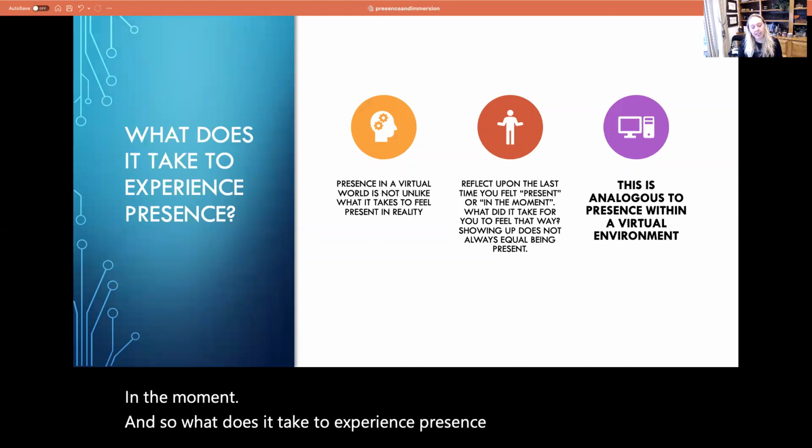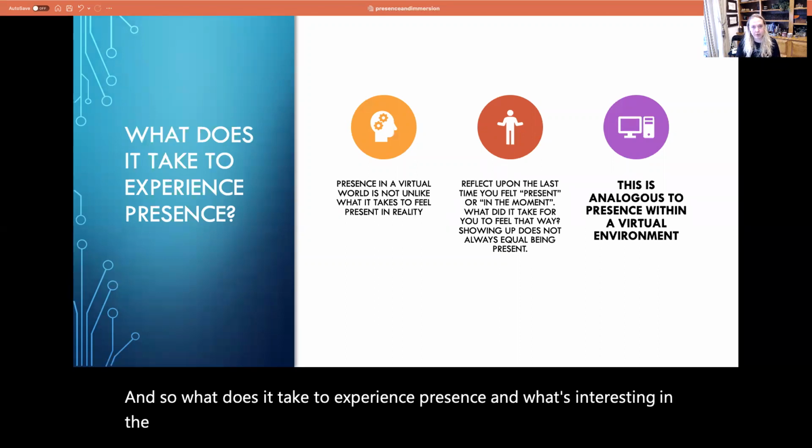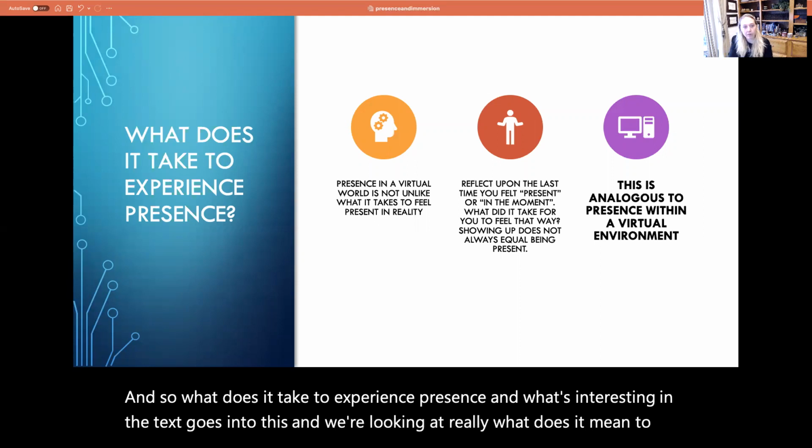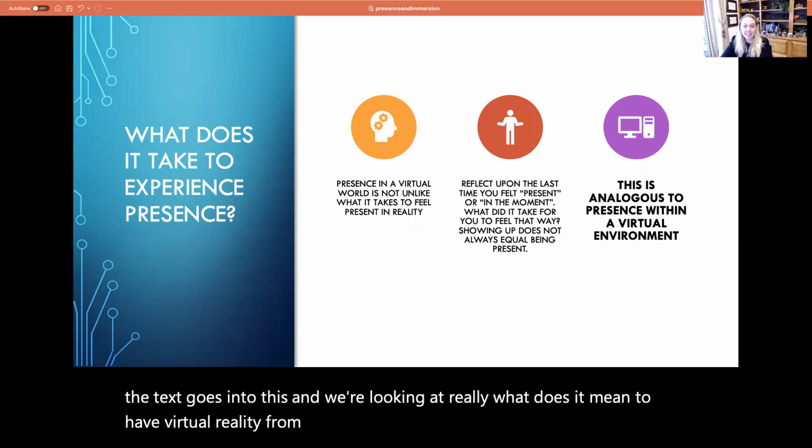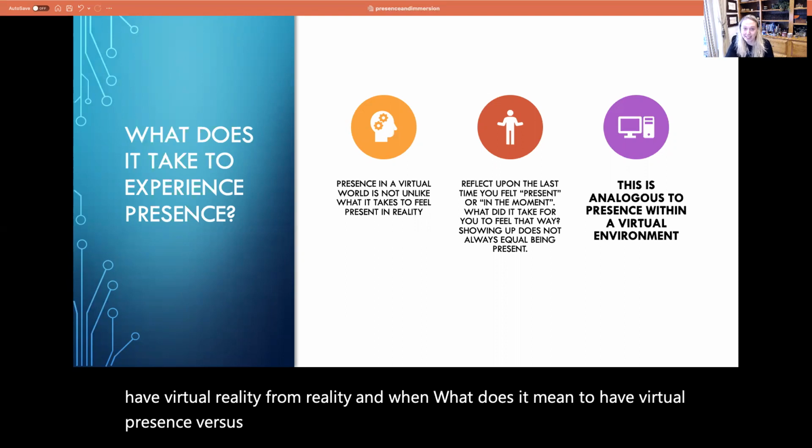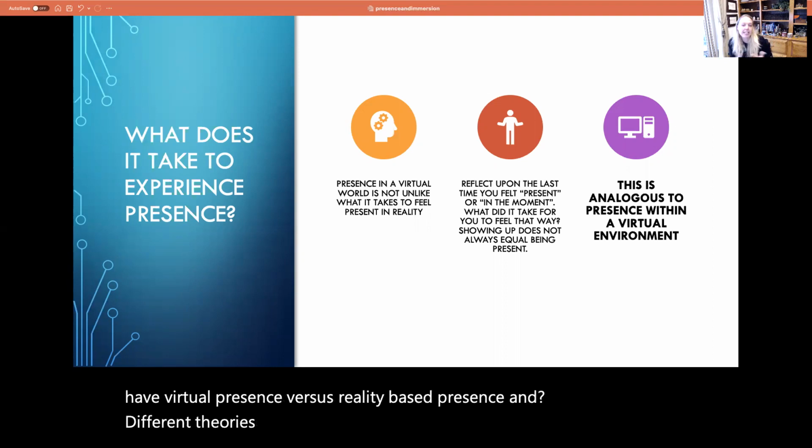And what's interesting, and the text goes into this, when we're looking at really what does it mean to have virtual reality from reality? And what does it mean to have virtual presence versus reality-based presence? Different theories suggest different things, but is it that different?